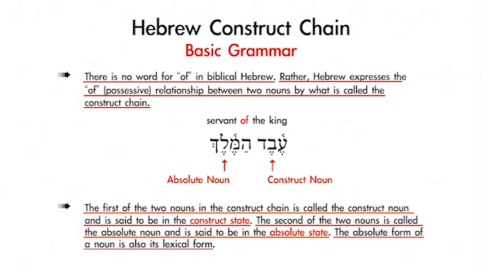Let's look together at our example again. We have Eved Hamelech. The noun on the right is the construct noun as it's been labeled. The noun on the left is the absolute noun. The construct noun and the absolute noun together form the construct chain, Eved Hamelech. This relationship produces the "of" translation in English.